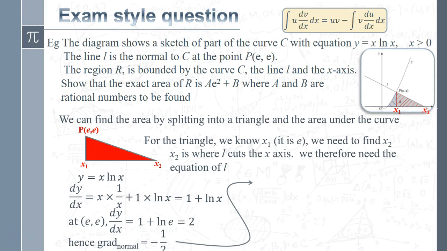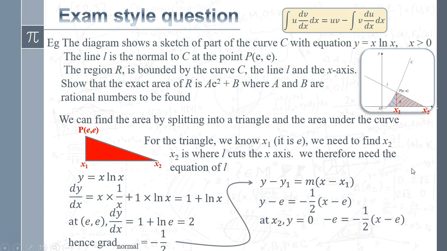Okay, so we've got that. We also have the coordinates of our point. So let's use y minus y1 equals m times x minus x1. We get y minus e equals minus a half times x minus e. The point we're interested in, x2, is when the y coordinate is 0. So let's put y equals 0 into here.